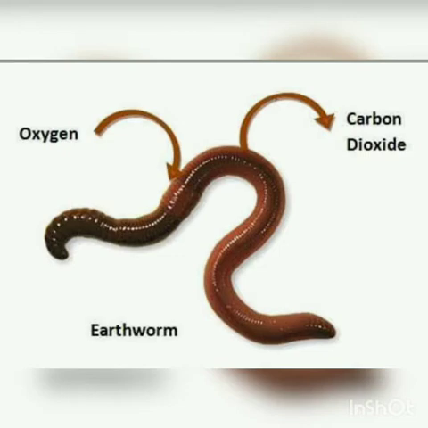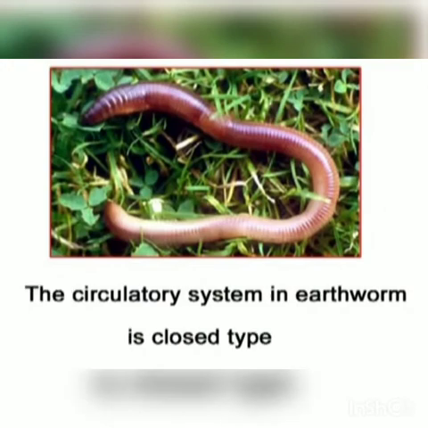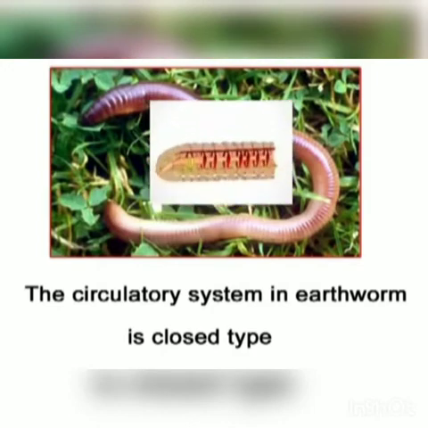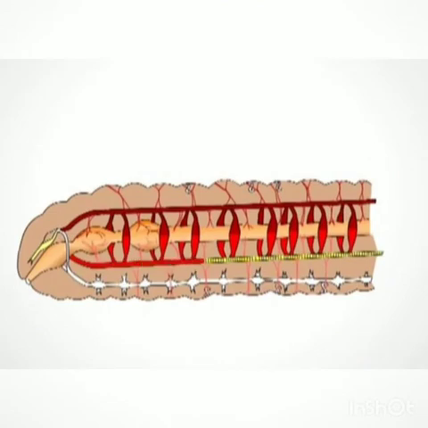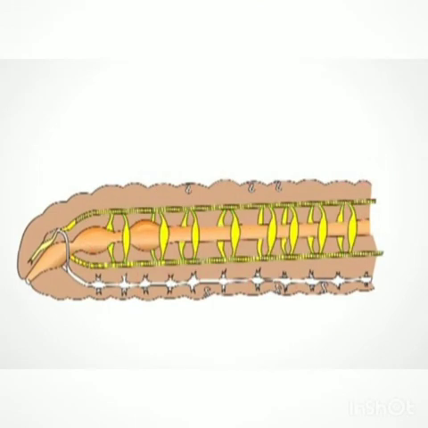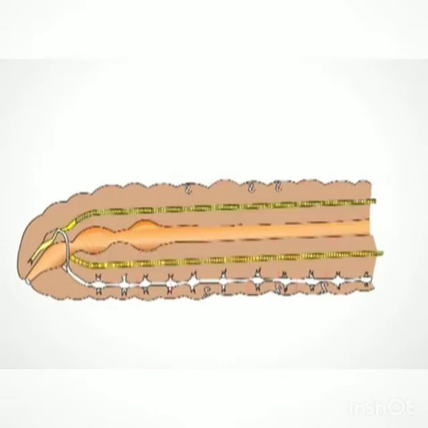Next system is the circulatory system. Lampito mauritii exhibits a closed type of circulation of blood vascular system consisting of blood vessels, capillaries and lateral hearts. அப்போ Lampito mauritii-ல் closed type of blood circulation நடக்குது. என்னென்ன இருக்கு: blood vessels, capillaries, lateral hearts இருக்குது.